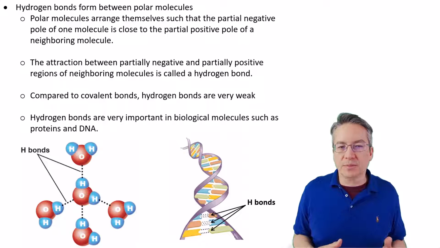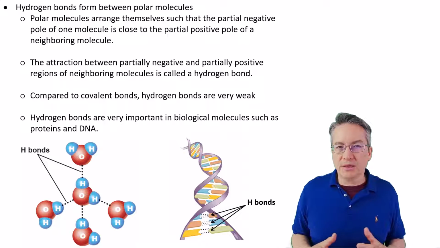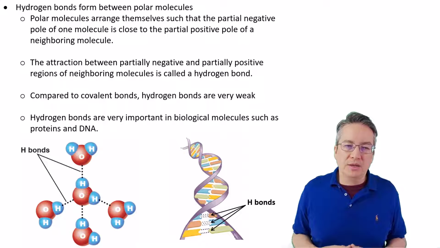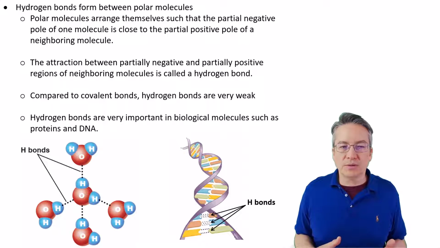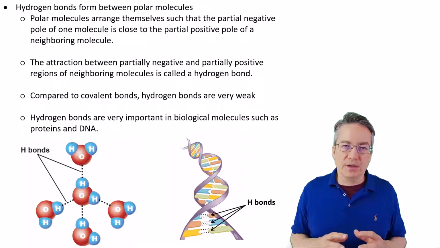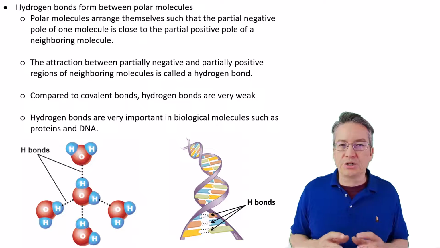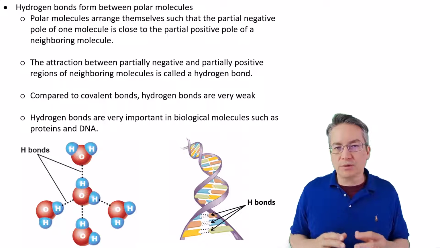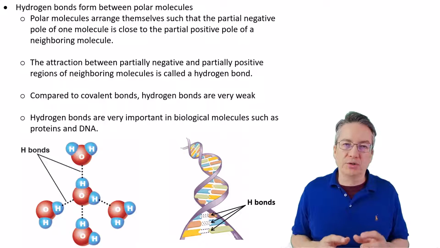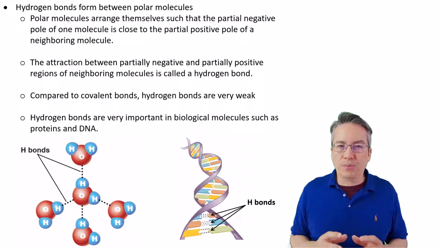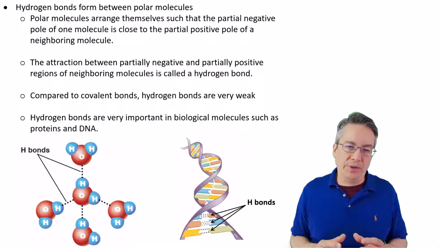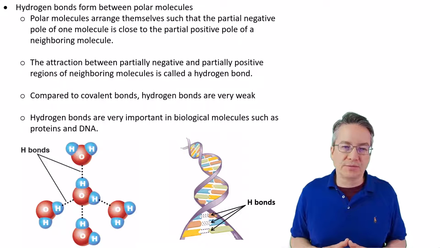Now, compared to covalent bonds, hydrogen bonds are very weak. So you might think, well, what are they good for if they're so weak? Well, it turns out hydrogen bonds are very important for biological molecules, such as proteins and DNA. Proteins are like little molecular machines within your cells, and they're not rigid. They can change their shape a bit, and they're able to do this because of these weak hydrogen bonds. That's an important property of a lot of proteins in your body. Otherwise, they simply wouldn't be able to do their function.